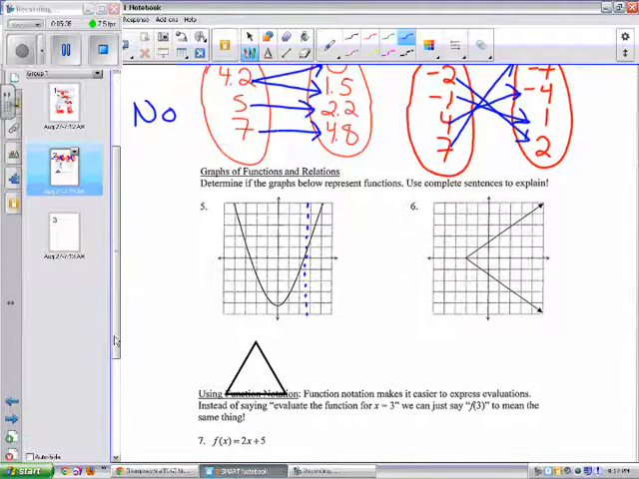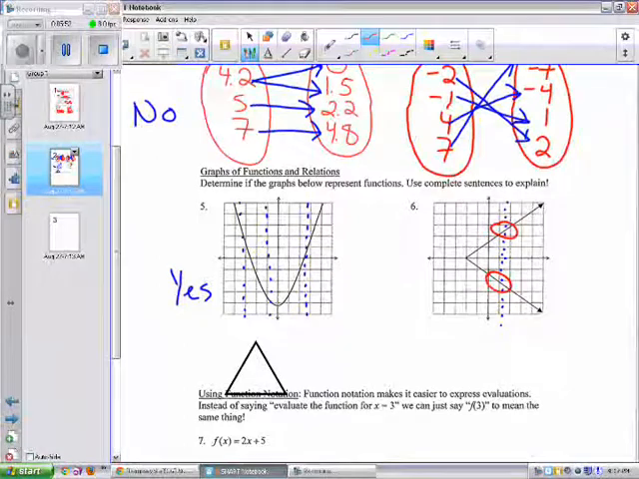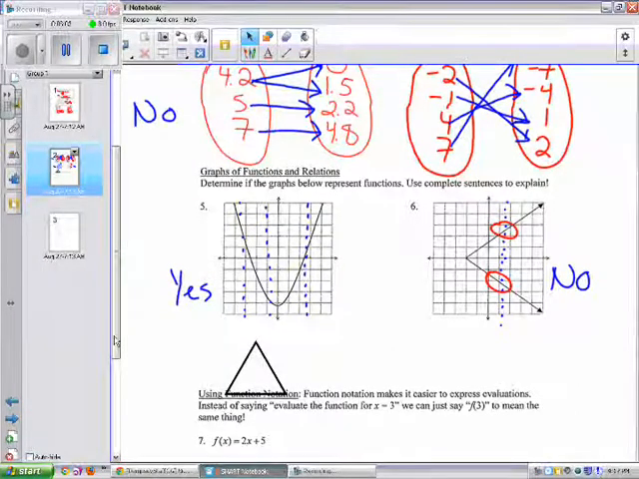And if we look at 5, we're just going to use our vertical line test. I'm not making sentences to explain. I'm just drawing vertical lines down my graph, and at every one it intersects the graph only one time. So yes, that one's a function. But with our second one, if I draw a line right here, then you see it touches twice on the graph. So no, it doesn't pass. It's not a function. It's still a relation, but not a function.